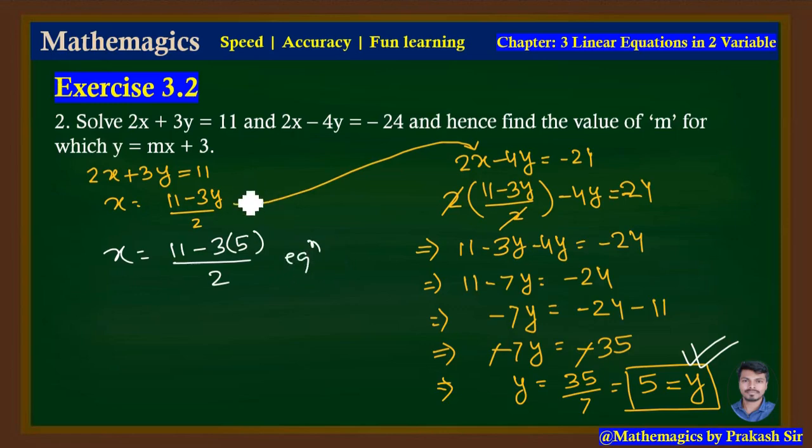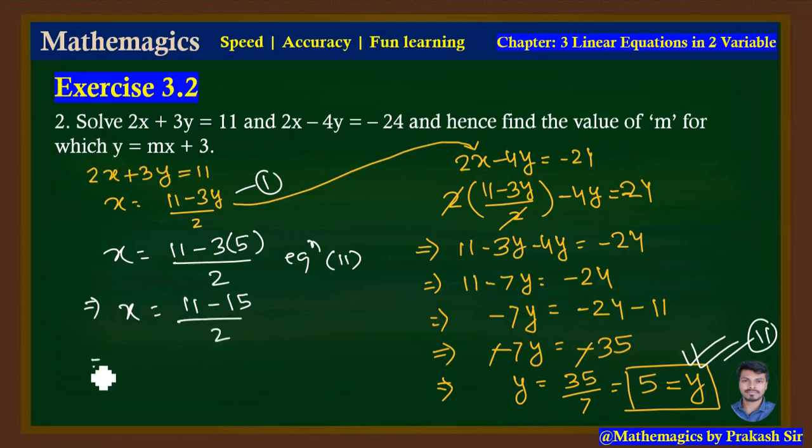This equation I am taking as first, this equation I am taking as second. So due to equation number 2 we are solving it. Implies that x is equal to (11 minus 5 times 3, which is 15) divided by 2. Implies that x is equal to (11 minus 15, which becomes minus 4) divided by 2. Implies that x is equal to minus 2.